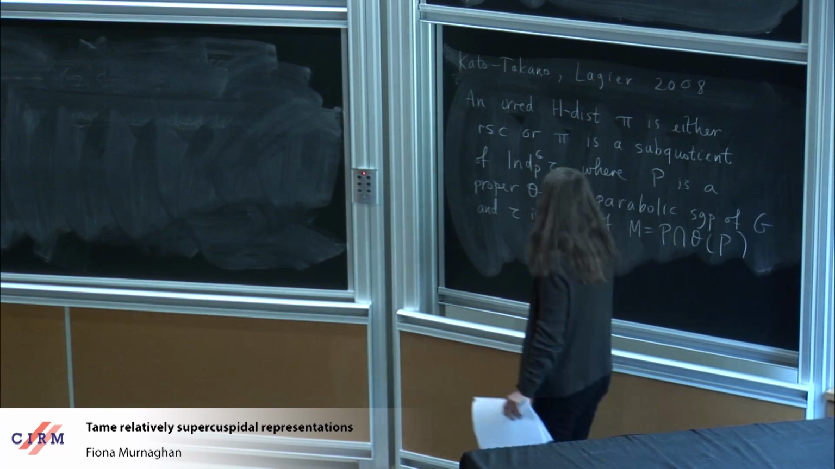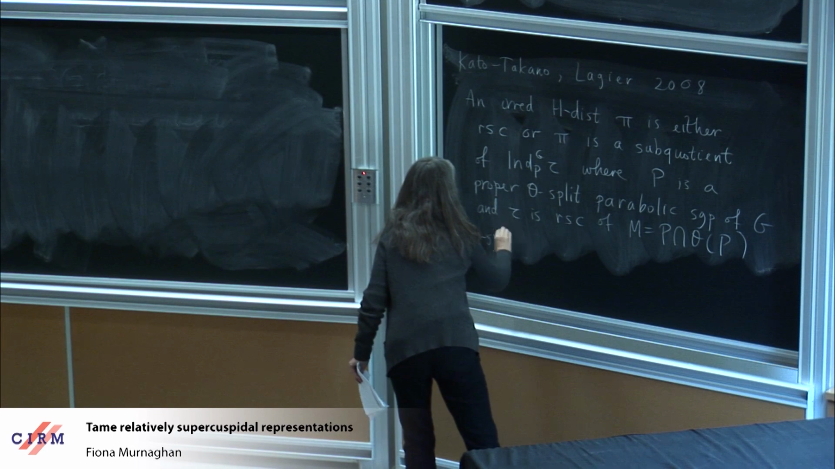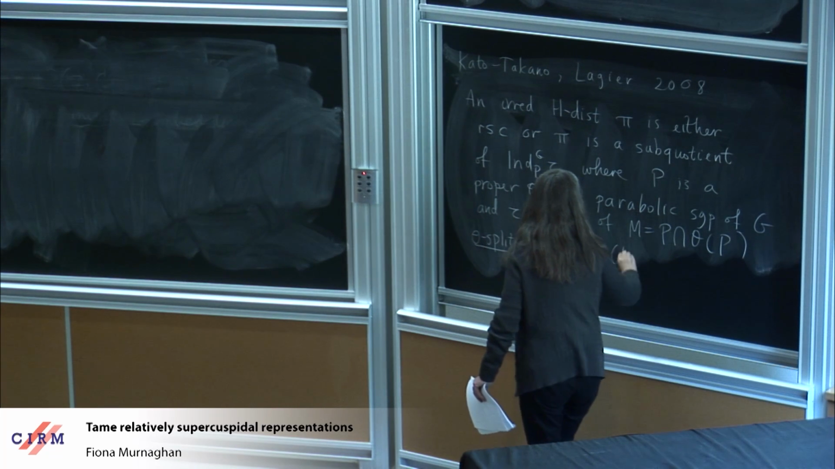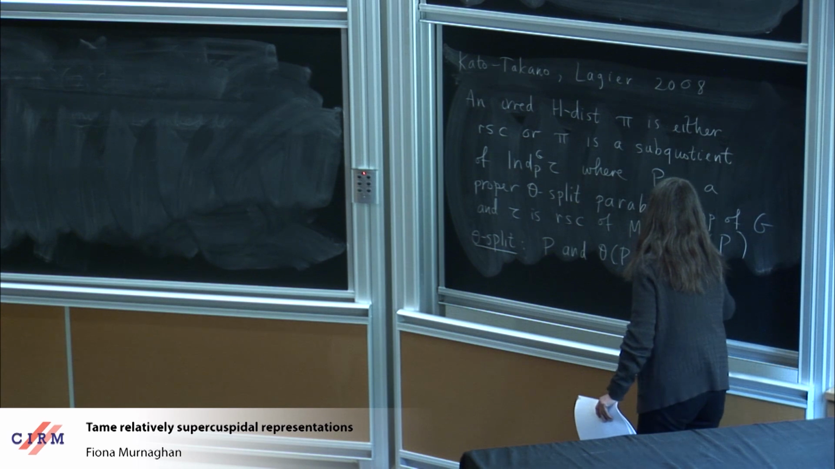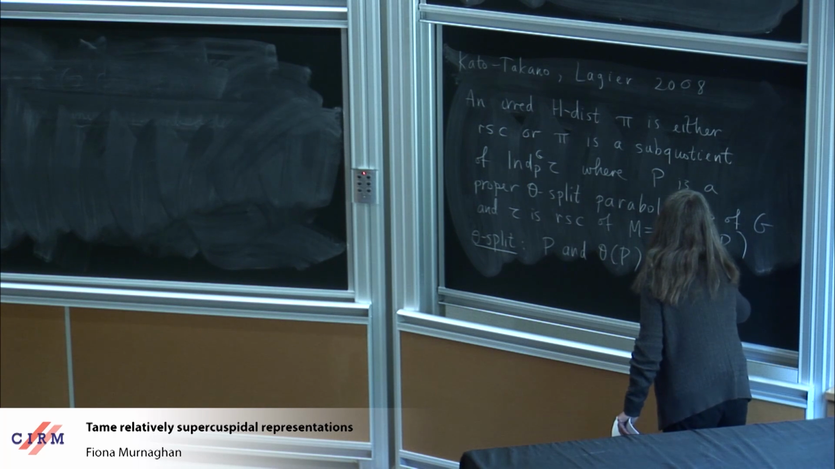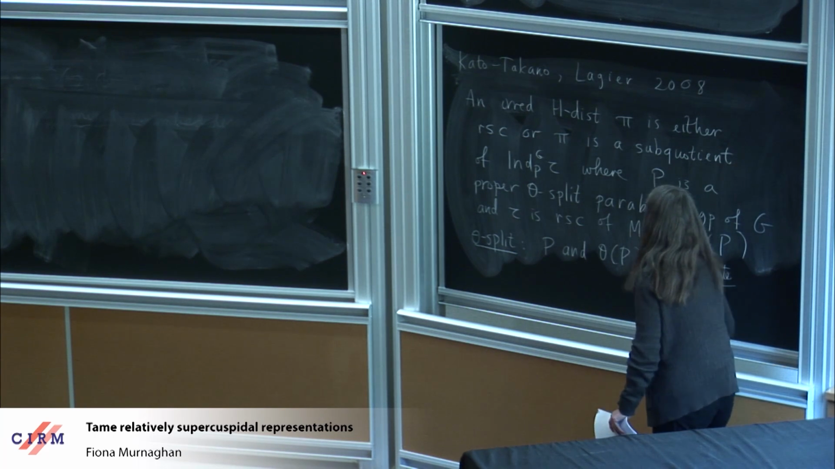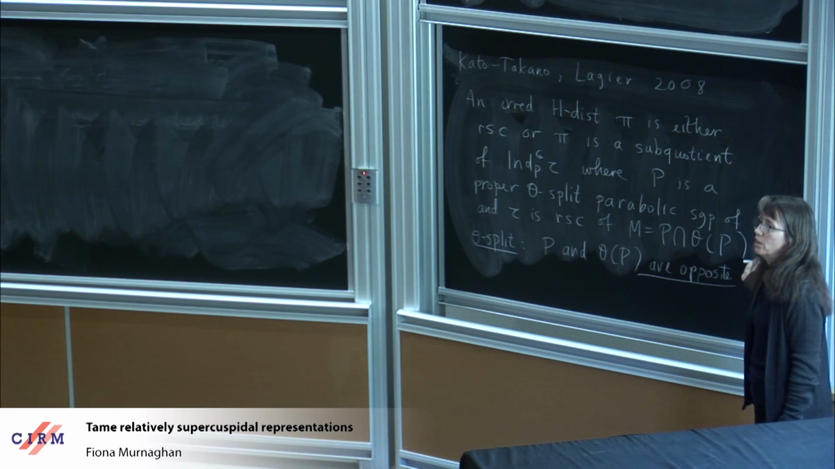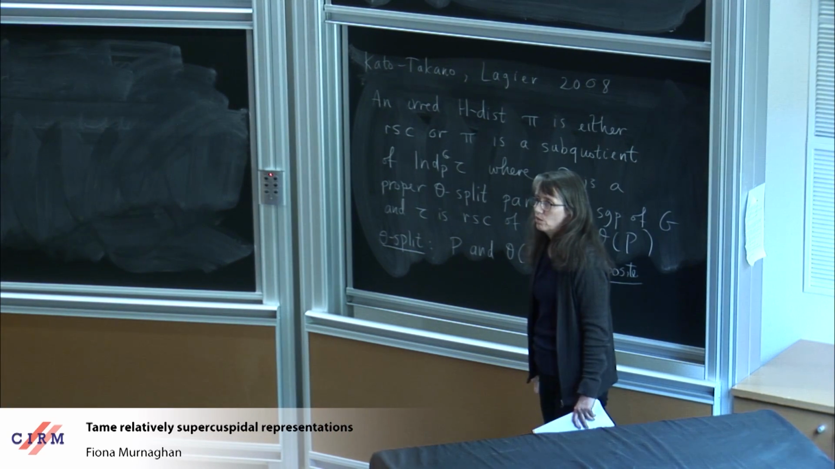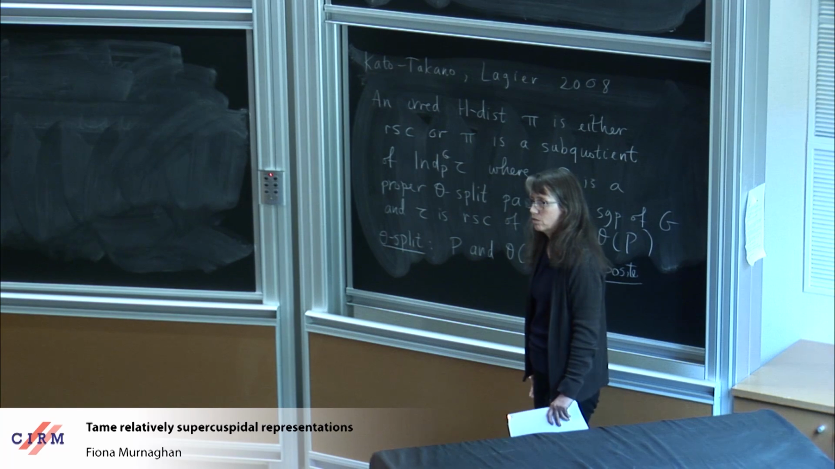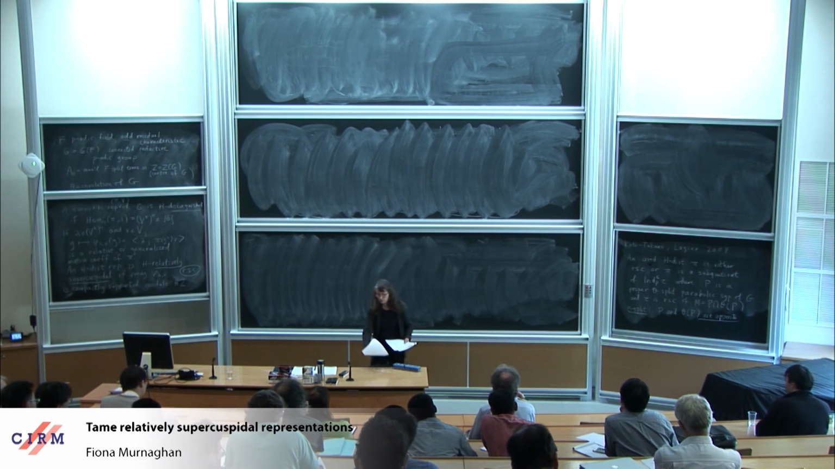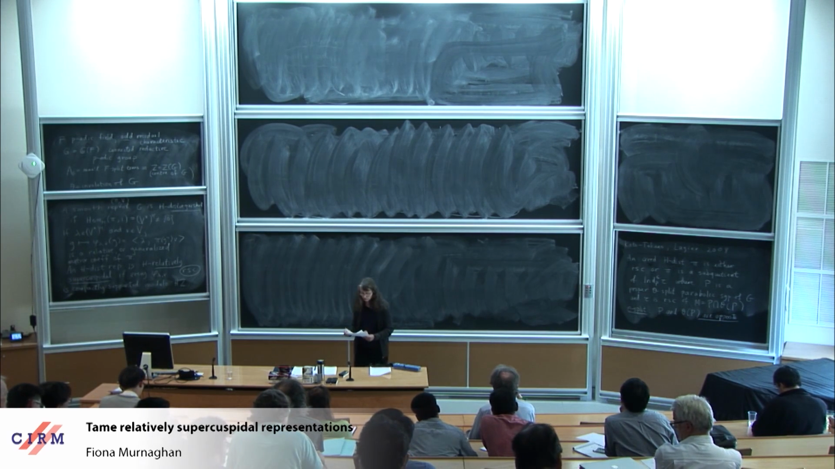So here, theta-split means P and theta of P are opposite. So this really is going to be a Levi factor of the parabolic. Okay? So this is a relative version of Jacquet's subrepresentation theorem. So it tells us that the relative supercuspidals are the basic building blocks for the distinguished representations. Okay, so there are some other facts about relative supercuspidals which may be mentioned later.